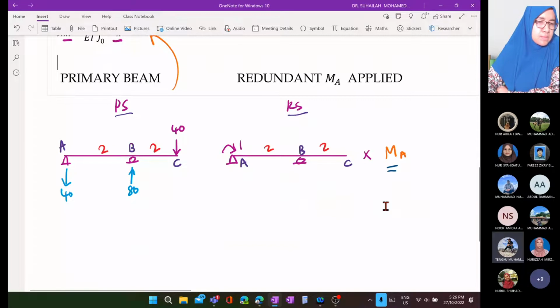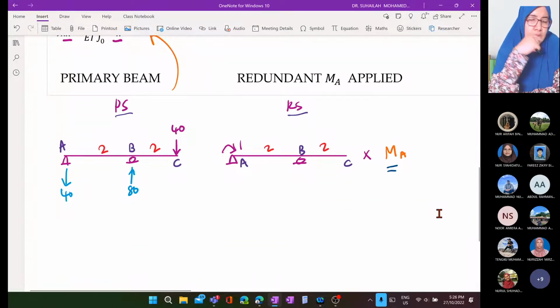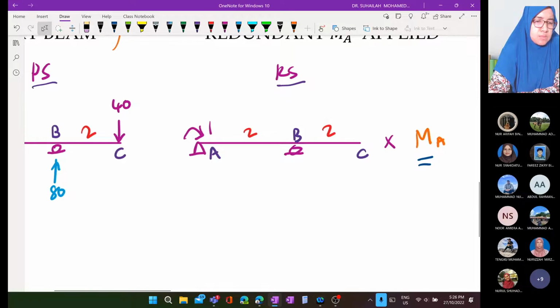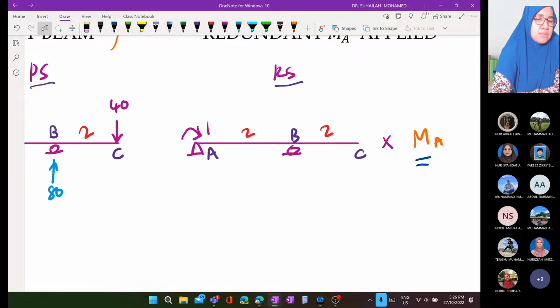Saya dapat kosong. Kosong? Is it kosong? AY and BY. This is just the simple calculation, right?